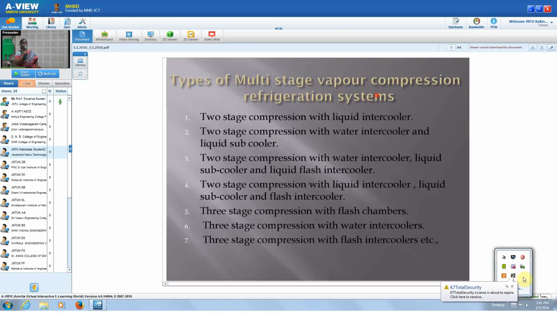And similarly two-stage compression with water intercooler and liquid subcooler and also flash intercooler. And similarly two-stage compression with liquid intercooler, three-stage compression with flash chambers, three-stage compression with water intercoolers. So like that a number of types are there for multi-stage compression. The main aim of multi-stage compression is to reduce the work input, increase the refrigeration effect, and also avoid leakages. Next.